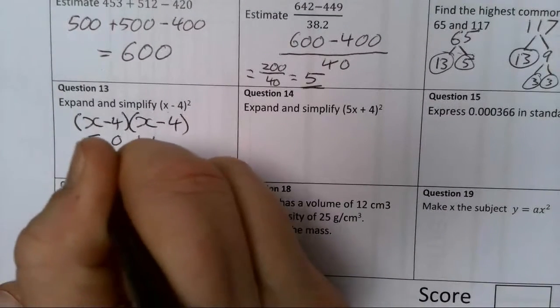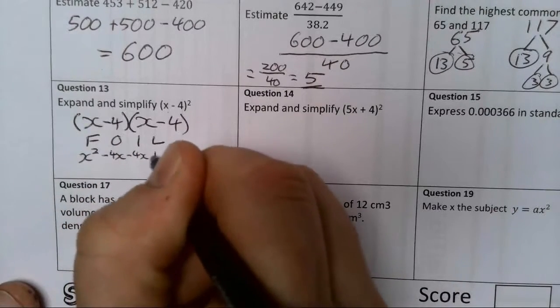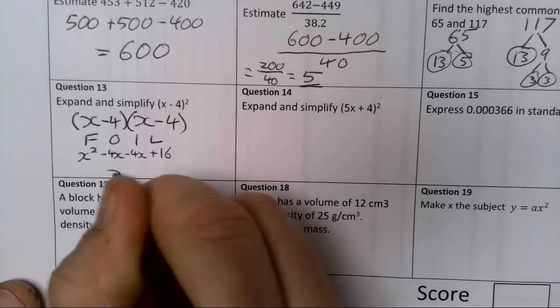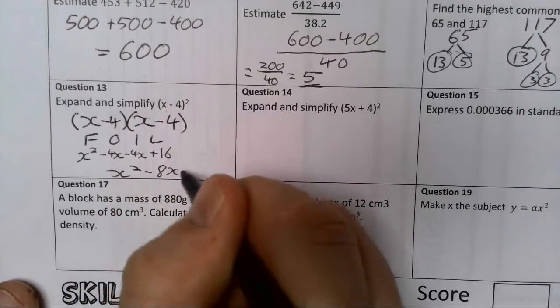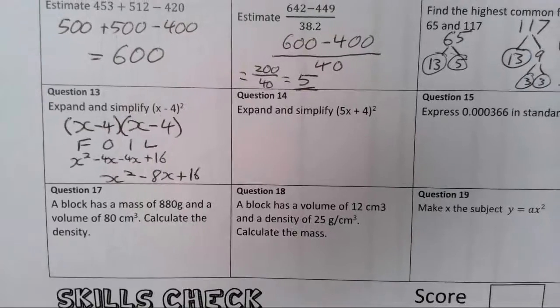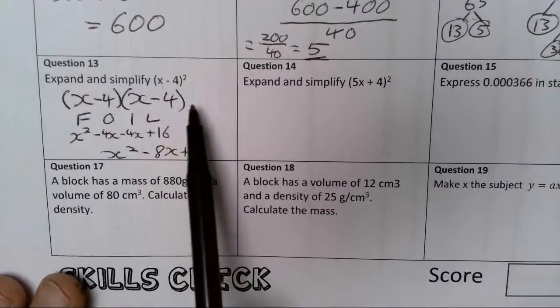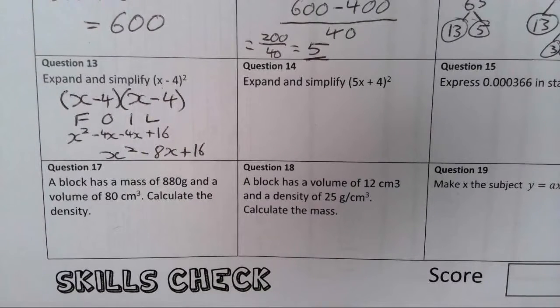If I expand this out, I'm going to get x squared minus 4x minus another 4x plus 16, and that's going to give me x squared minus 8x plus 16. Okay, so we need to see that x minus 4, all of that is being squared, and then just take our time with expanding that out using a FOIL method.